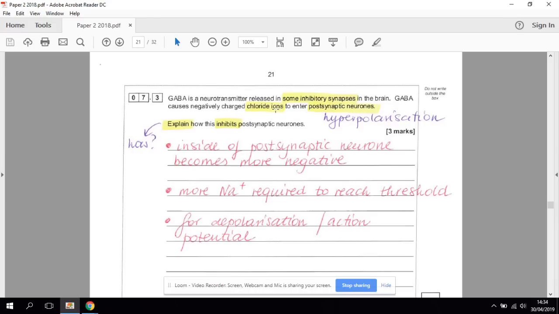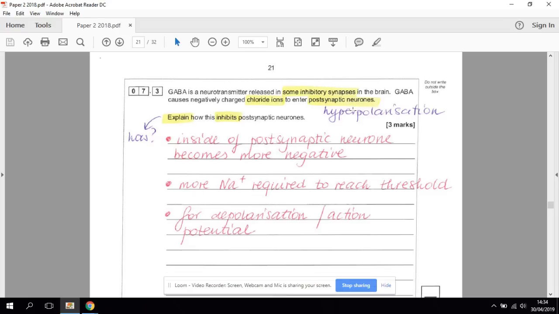Right, GABA. Many questions you've probably seen with GABA before. It's a neurotransmitter that will inhibit the synapse, and GABA causes negatively charged chloride ions to enter postsynaptic neurons. So what does that mean? That they will lead to hyperpolarization. Explain how that will inhibit. The inside of the postsynaptic neuron becomes more negative. So how can we overcome this? By getting more sodium ions in to reach the threshold for depolarization to take place.